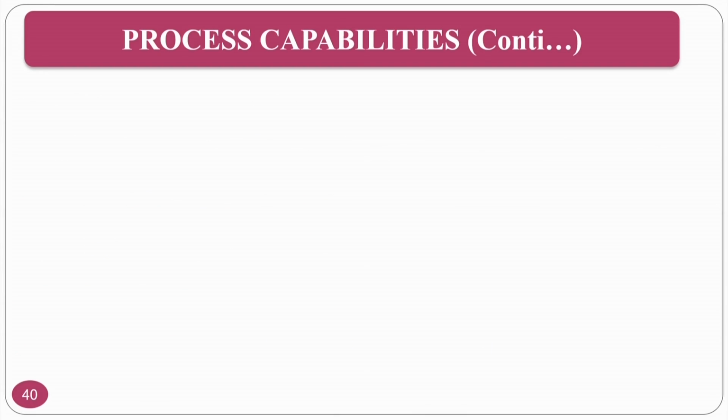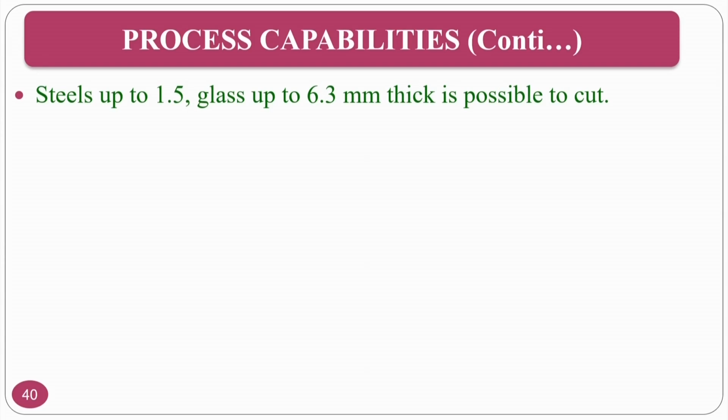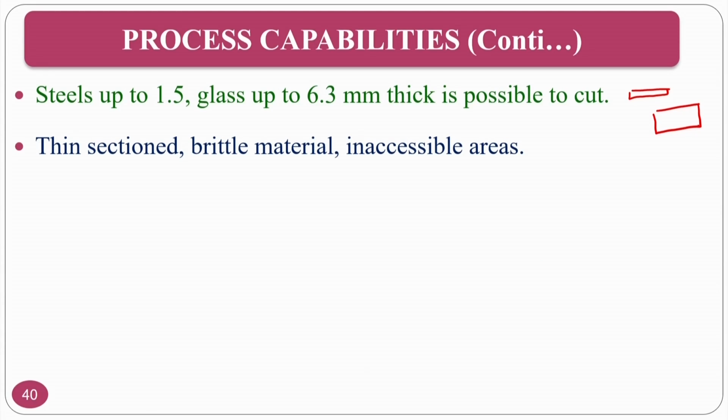Okay, so process capabilities, there are still some more. Steel up to 1.5 and glass up to 6.3 mm thickness you can cut. That means that if you have a steel plate of very small thickness you can cut it, or glass plates of big thickness you can cut using abrasive jet machining. Thin sectioned brittle materials in accessible areas can be machined by this particular AJM process. So these are the capabilities of the abrasive jet machining process.